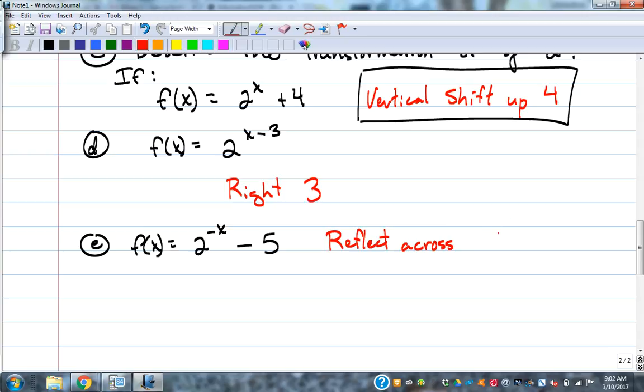Yeah, it causes the x coordinates to change signs, not the y coordinates to change signs. So that's right. Y-axis is what we're reflecting across. And then what's the minus 5 do? So y'all remember those. We just hadn't done them in a little bit.